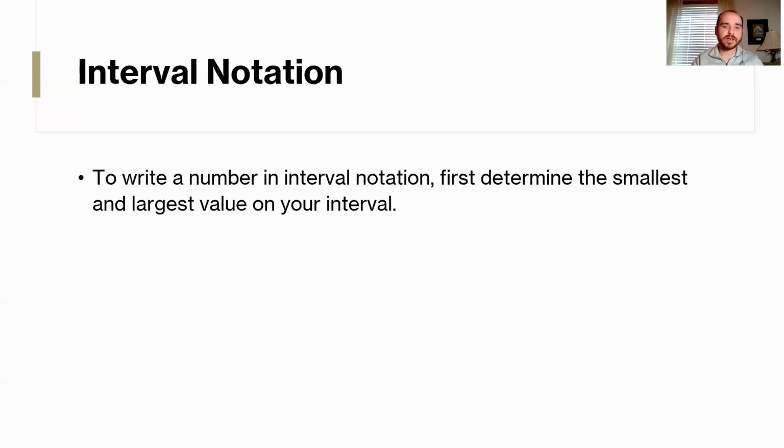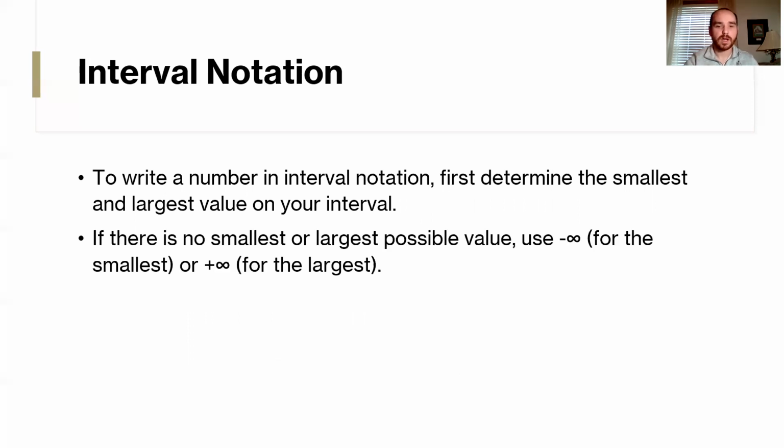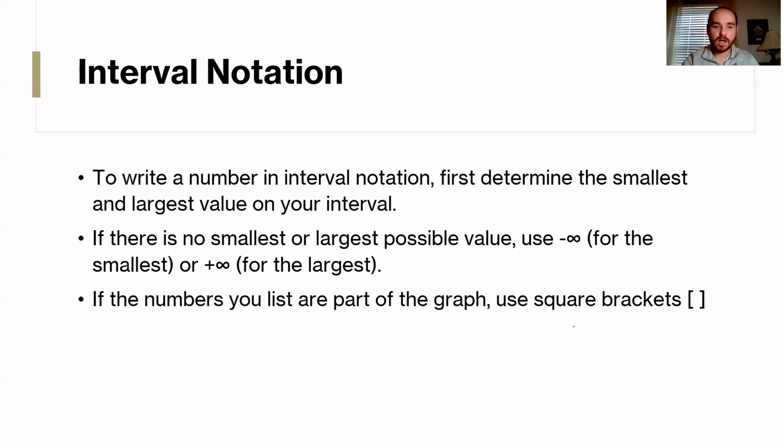So to write a number in interval notation, you first need to determine the smallest and largest values on your interval. If there is no smallest or largest value possible, like if it goes on forever to the left, if you're thinking about a number line or a graph, or if it goes on forever to the right, then you would use negative infinity for the smallest or positive infinity for the largest.